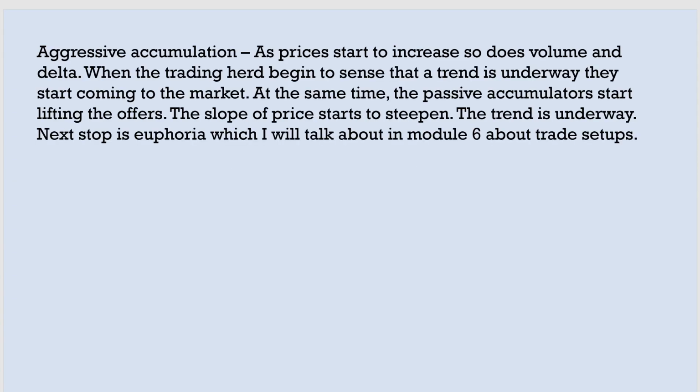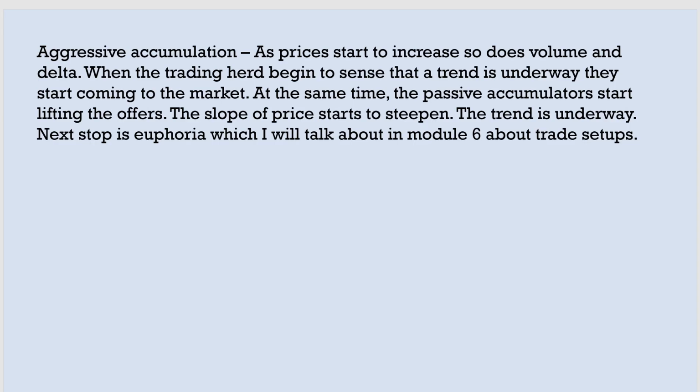Okay, and what is aggressive accumulation? Well, as prices start to increase, so does volume and delta, right? When the trading herd begins to sense that the trend is underway, they start coming to the market. At the same time, the passive accumulators start lifting the offers. The slope of price starts to steepen. The trend is underway. Next stop is euphoria, which I talk about in module 6 in the trading setups.